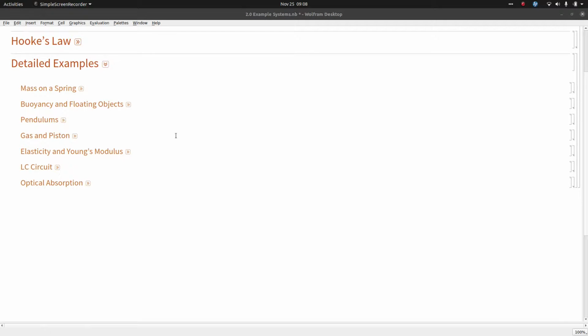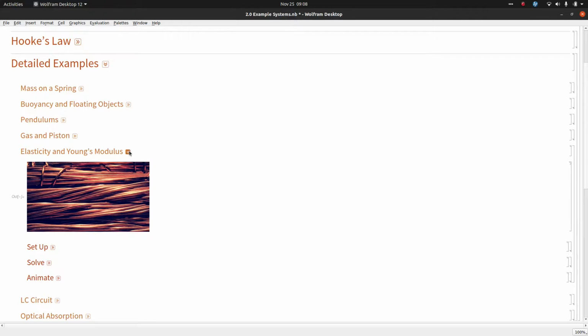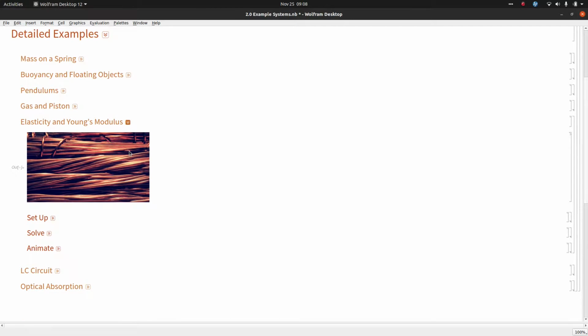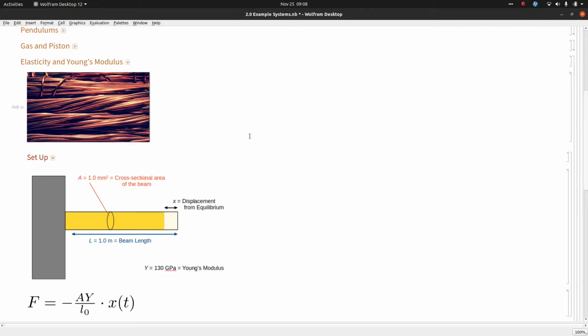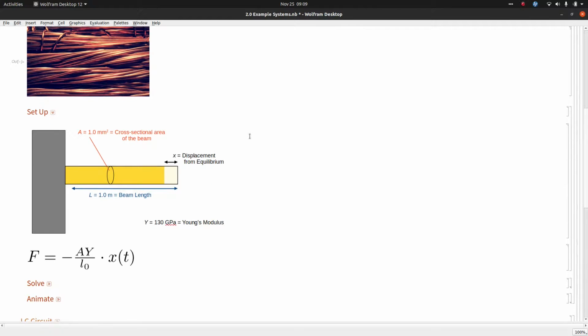For our next example, we are going to be looking at an elastic material and how its surface vibrates when it's been struck. So to set this up, we are going to imagine a beam of material. In this case, I think we chose copper, that's rigidly attached to a wall. The beam has a length L, which I'm going to set to be 1 meter. It's got some cross-sectional area.